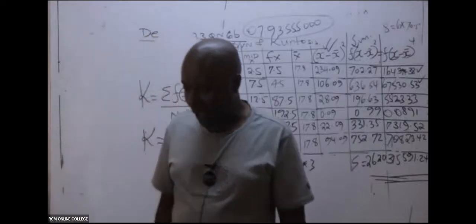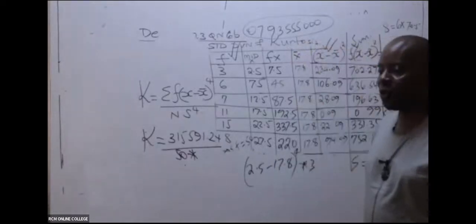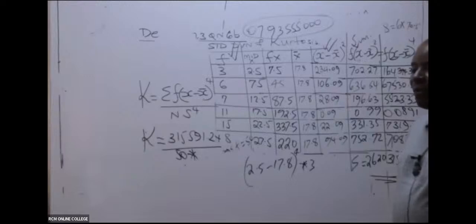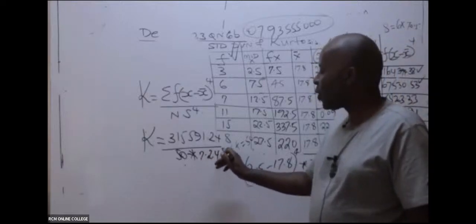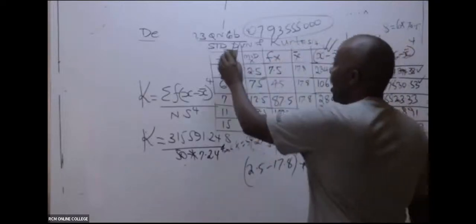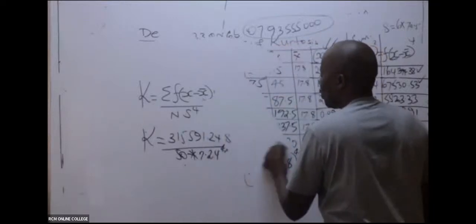How about our standard deviation? Are you able to remember the standard deviation? Standard deviation, we got it. What is it? 7 point something. 7.24. So we have here 7.24 raised to power 4.